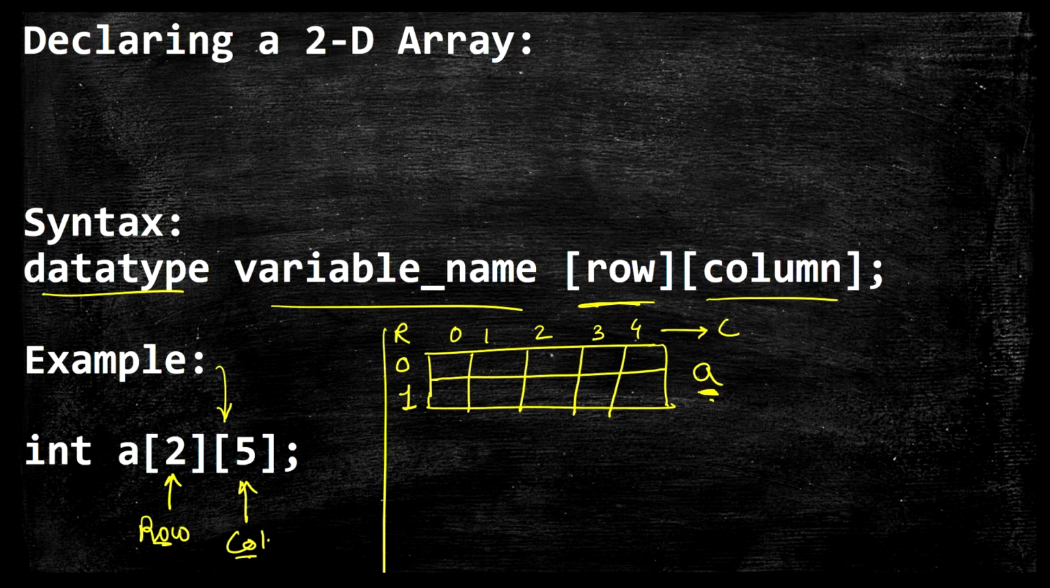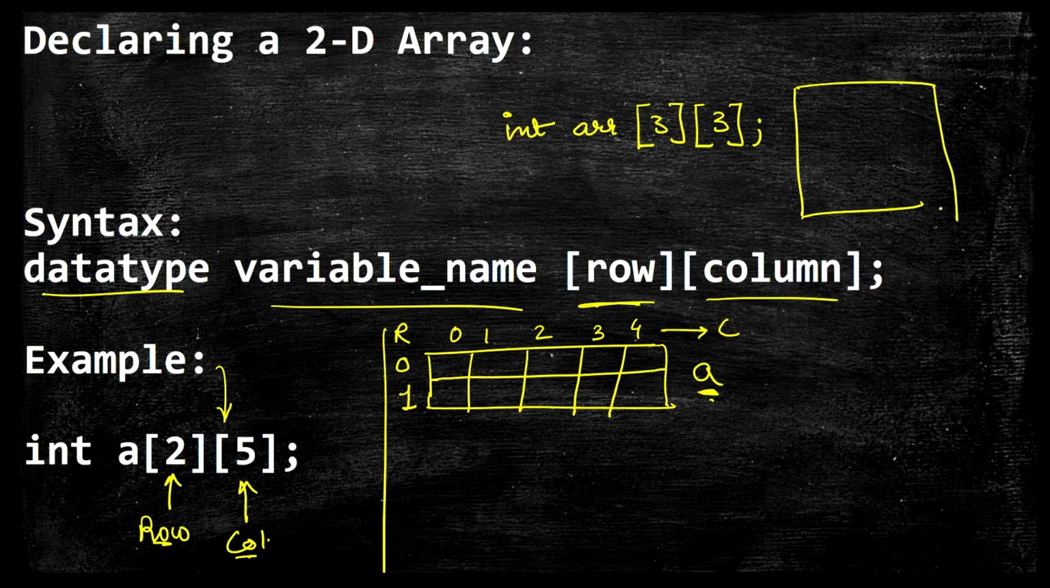Now suppose I want an array of 3 rows and 3 columns. So how will I write? I will write int arr, which is the array name, then 3 over here, which is the rows, and 3 over here, which is the columns. So it will create a space like this in the memory. This is 0 1 2, the rows, and this is the columns, 1 2 3. All right, so this is the concept of declaring an array. So what is the concept? That is data type.